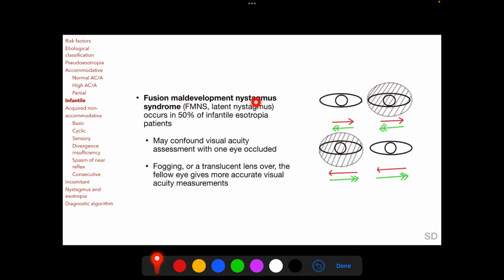Fusion maldevelopment nystagmus syndrome, also called FMNS or latent nystagmus, is another associated feature of infantile esotropia and occurs in as many as 50% of patients with infantile esotropia. In FMNS, when one eye is occluded, we will find that the unoccluded eye has a jerk nystagmus with the fast phase towards the unoccluded eye.